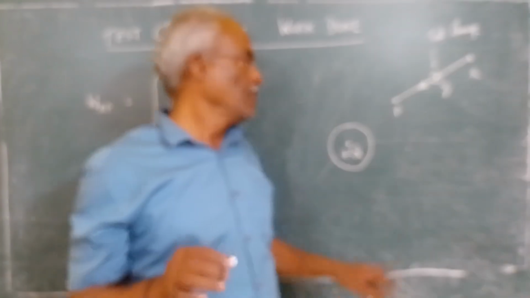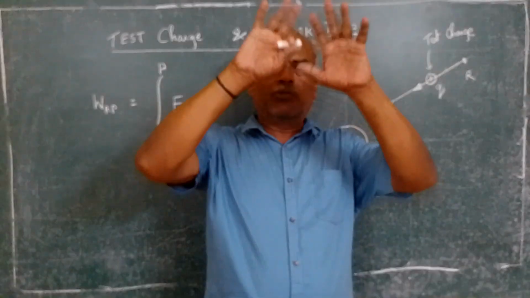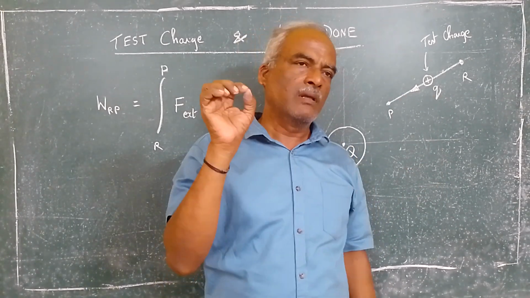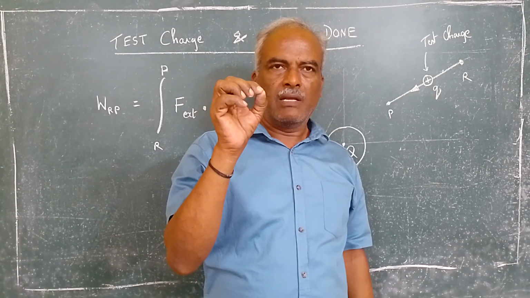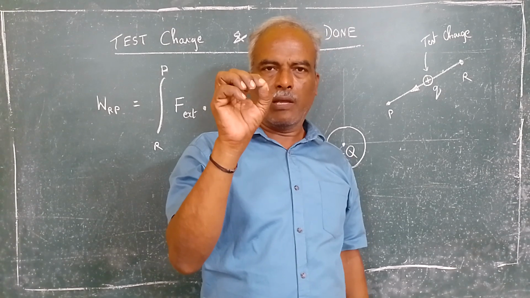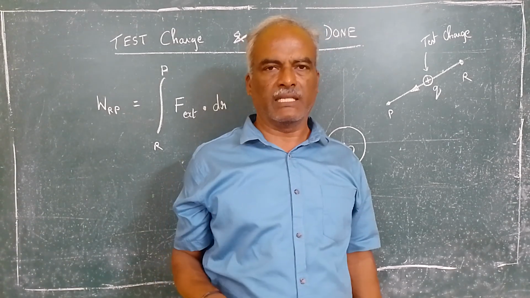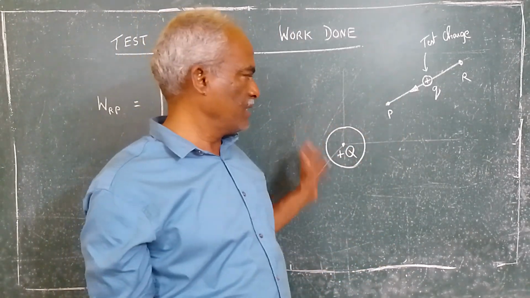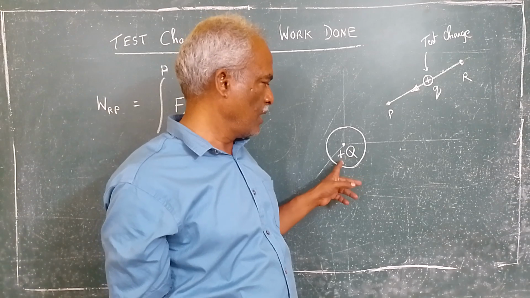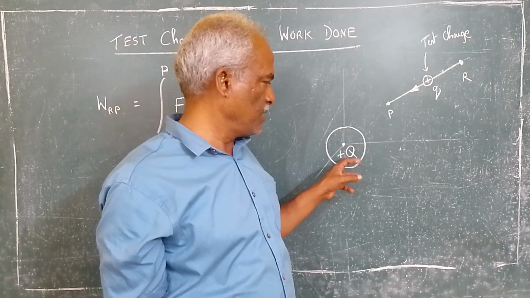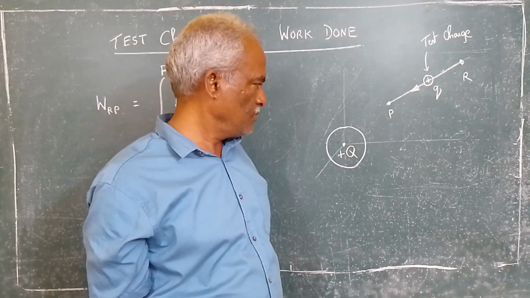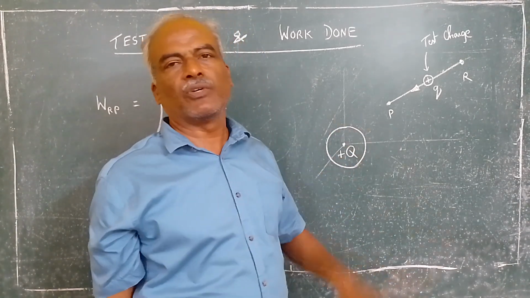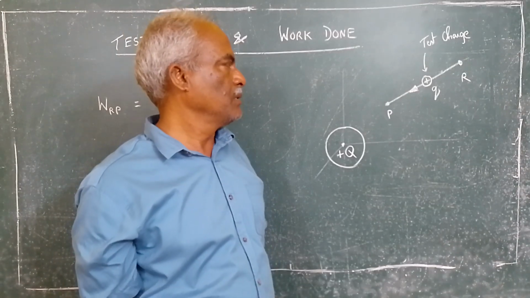That means, if you assume the positive charge to be very big, then the test charge you can imagine as a very small, pointed charge like that. So a test charge cannot affect the electrical field properties of plus Q, and the position of plus Q is not altered. This you have to remember.